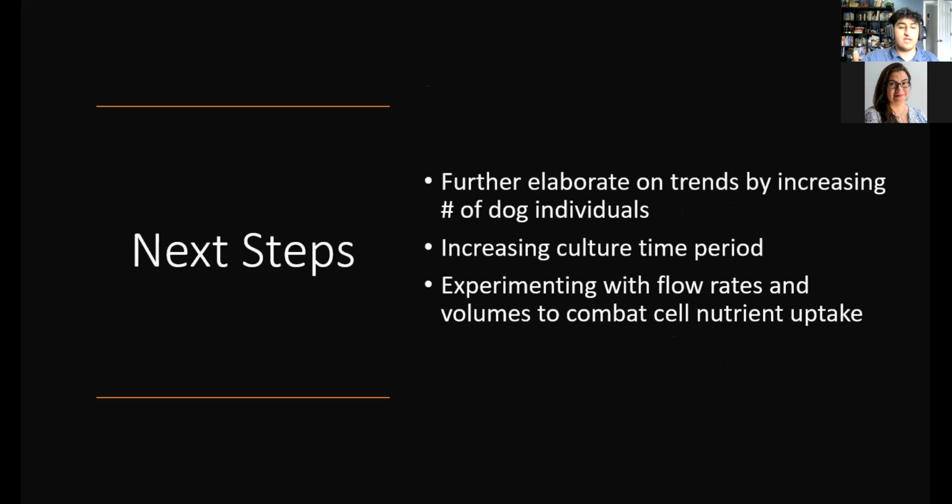Well, like we said, our results are still under construction. We still need to elaborate on these trends by increasing the number of dog individuals. We can also increase the culture time period. By culturing these tissues for longer, we can see how the cells might interact on a longer time frame. We could also experiment with flow rates and volumes to combat the cell nutrient uptake caused by these different vascular cells.